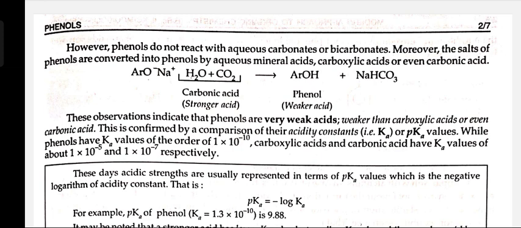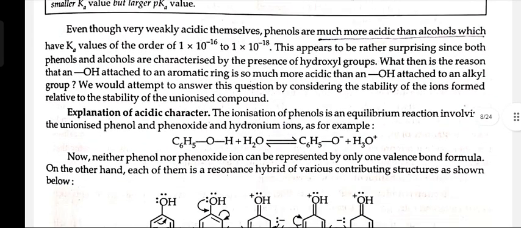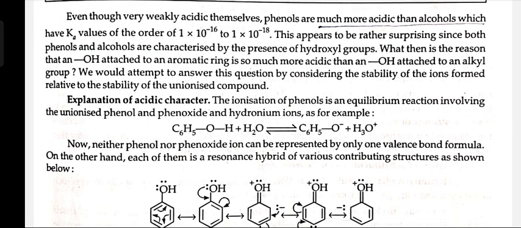These observations indicate that phenols are very weak acids, weaker than the carboxylic acids and even carbonic acid. This is confirmed by the comparison of their acidity constants, that is Ka or pKa values. Even though very weakly acidic themselves, phenols are much more acidic than alcohols, which have low Ka values of the order of 1 into 10 to the power minus 16 to 1 into 10 to the power minus 18.